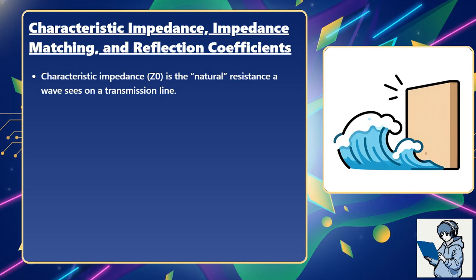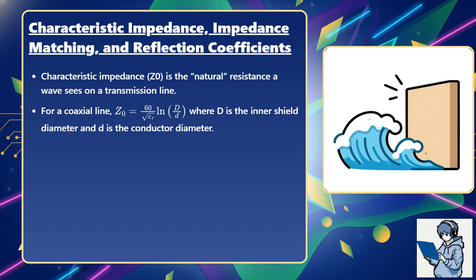Characteristic impedance Z0 is the natural resistance a wave sees on a transmission line. For a coaxial line, Z0 equals 60 divided by the square root of epsilon sub r, times the natural logarithm of D over d, where D is the inner shield diameter, and d is the conductor diameter.